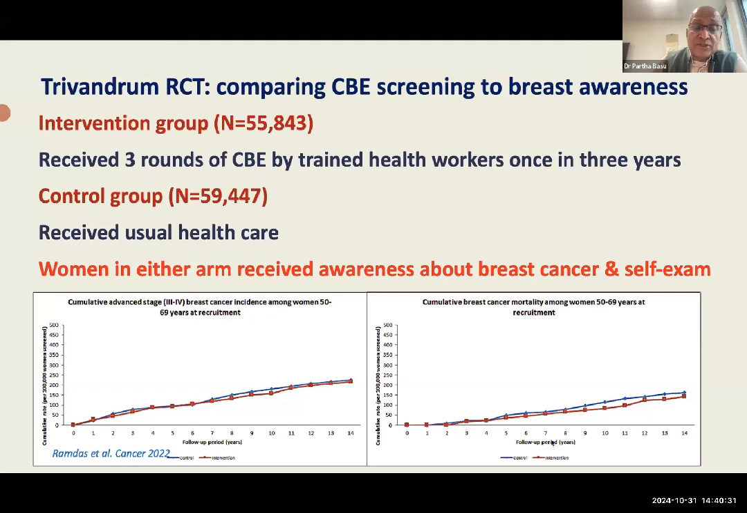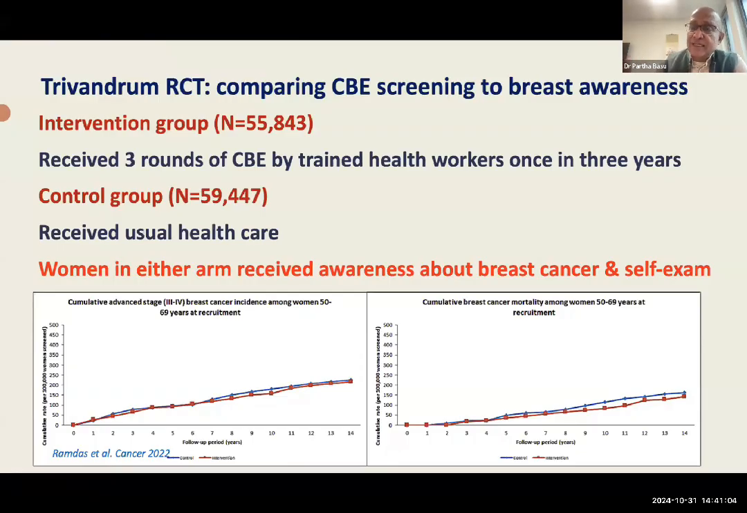When we followed up these women for nearly 15 years, you can see in the left graph there is no difference in the incidence of advanced stage disease. Normally we expect that if a screening test works, the advanced stage disease incidence will come down in the screening arm as compared to the control arm. It didn't happen in our study. The same thing happened with breast cancer mortality. 15 years after we started the study, there was no difference between the arms.